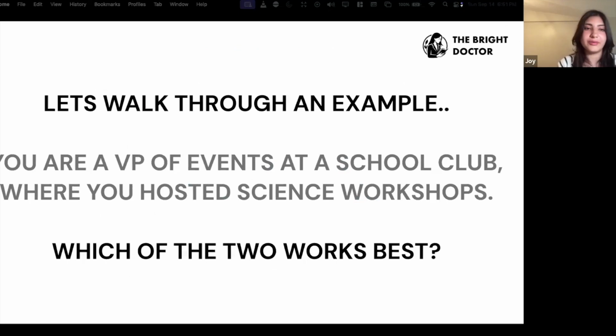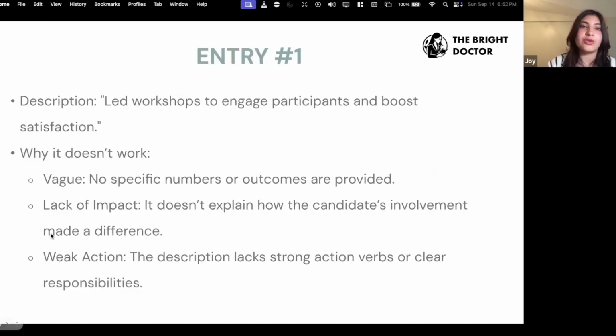So this is an example that we came up with. It says you are a VP of events at a school club where you hosted science workshops. That's just the general description. We're going to show you 2 entries and why one works and why one does not work as well. Next slide, please. So this is the first entry.